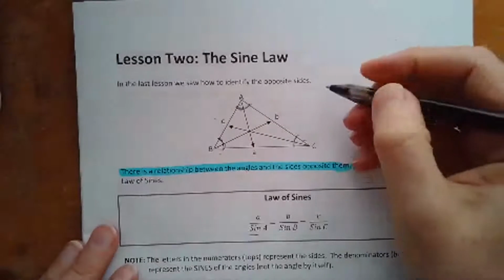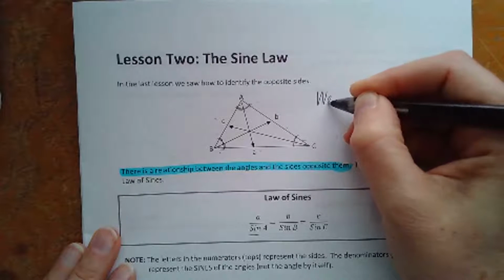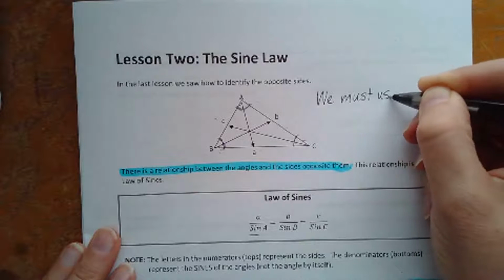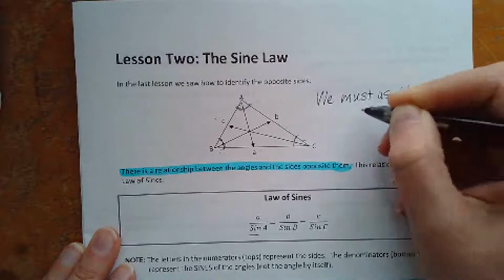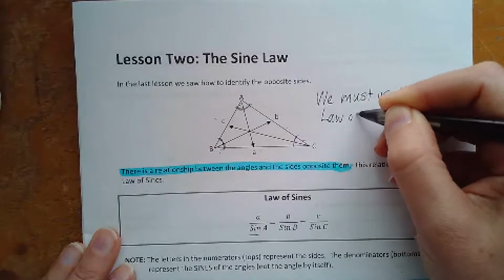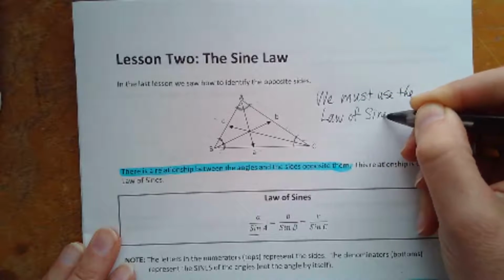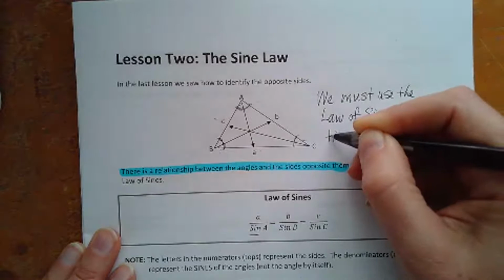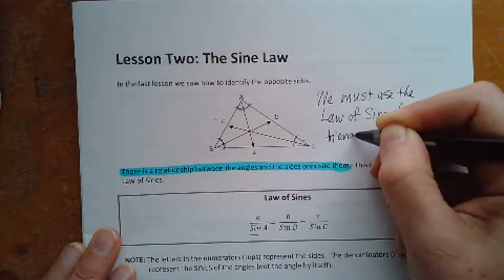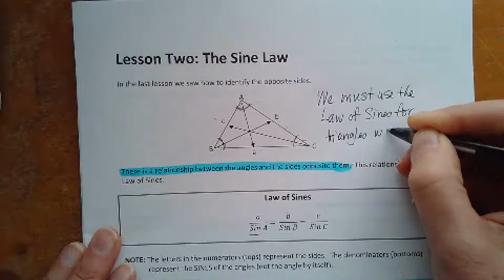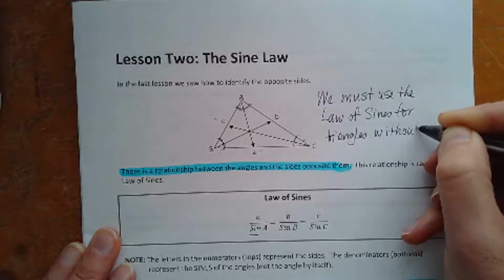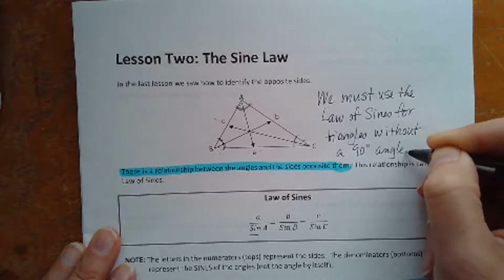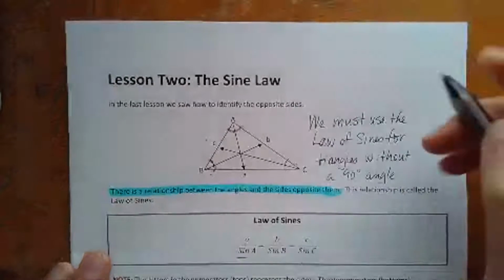So I just want to maybe put a little note up here. We must use the law of sines for triangles without a 90-degree angle.